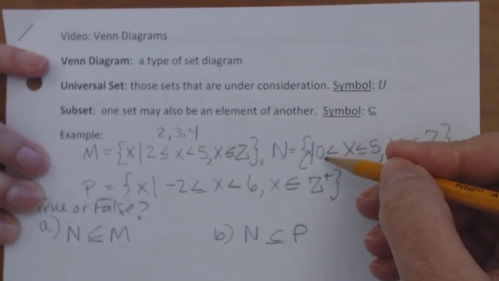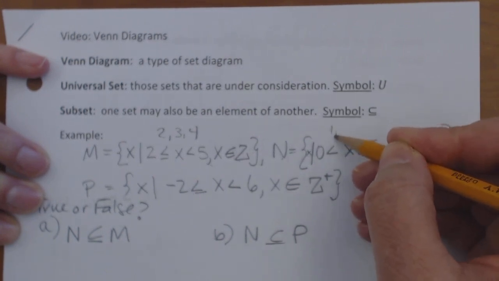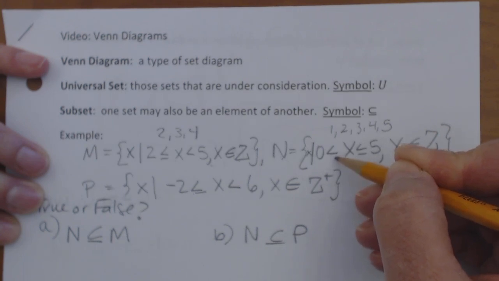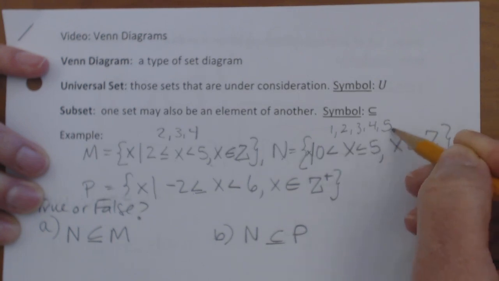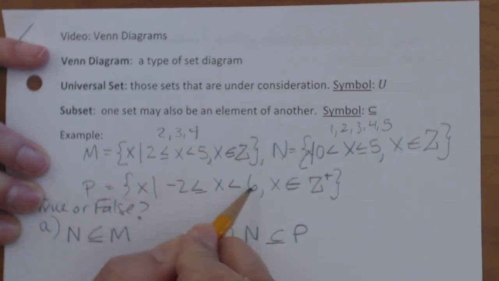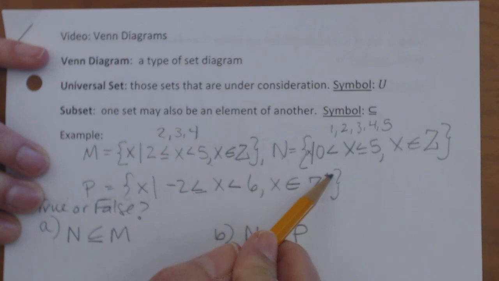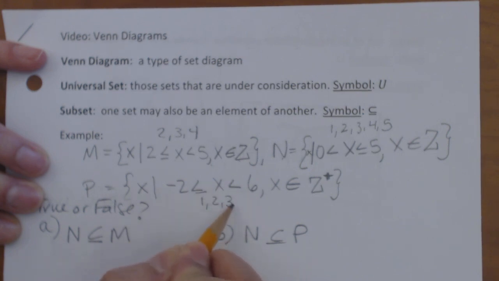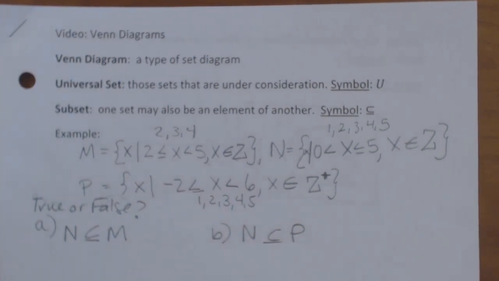Let's do this one, between 0 and 5. So we can do 1, 2, 3, 4, and 5. This doesn't have an equal sign, so you cannot include 0. This one does, so you can include 5. And then the last one here, -2 is less than or equal to x, which is less than 6. Now, here's the trick. These are positive integers, so we can't use that -2. We can only do the positive integers. So we're going to do 1, 2, 3, 4, and 5. Okay, that's it. So let's go see if these are true or false.